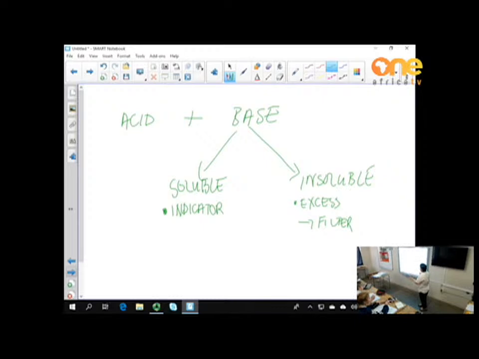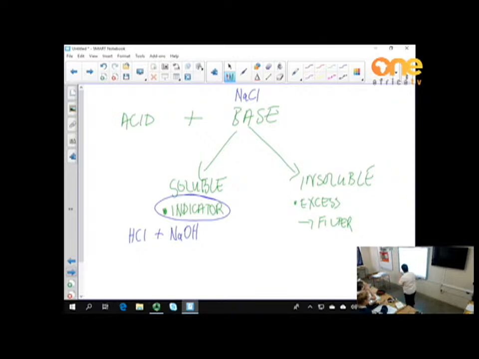I'm going to go and have a look at specific examples. If I want to make sodium chloride, what acid would I need? Yes, hydrochloric acid. I'm going to need HCl. Okay. What base am I going to need? Sodium oxide or sodium hydroxide? Let's just take the sodium hydroxide. Doesn't matter. But what will I also need? Because sodium hydroxide is a solution, I am going to need an indicator.